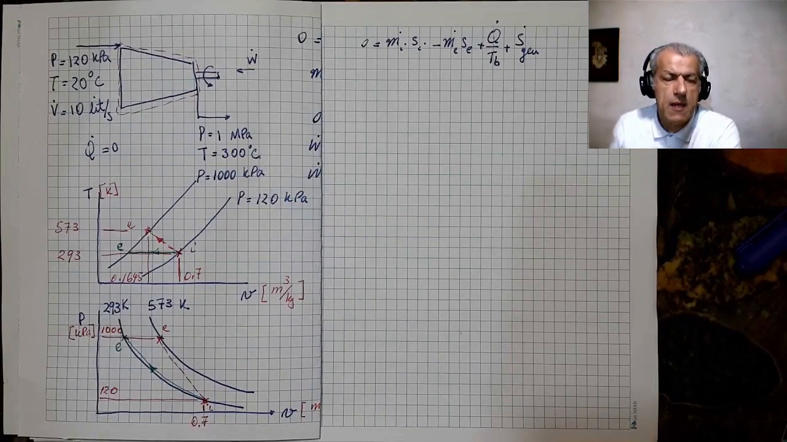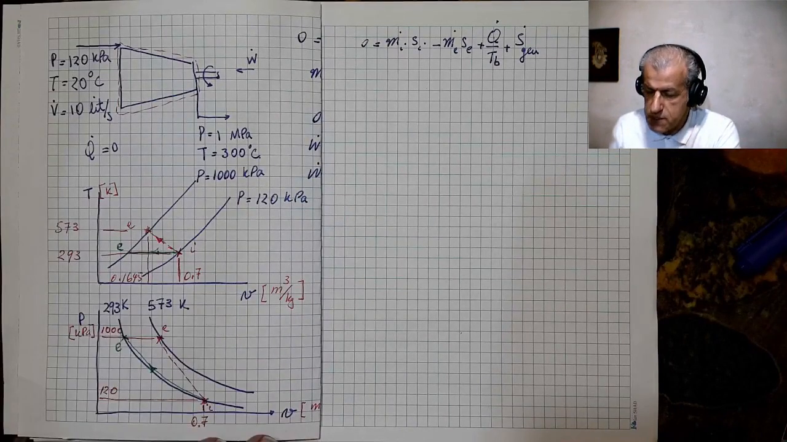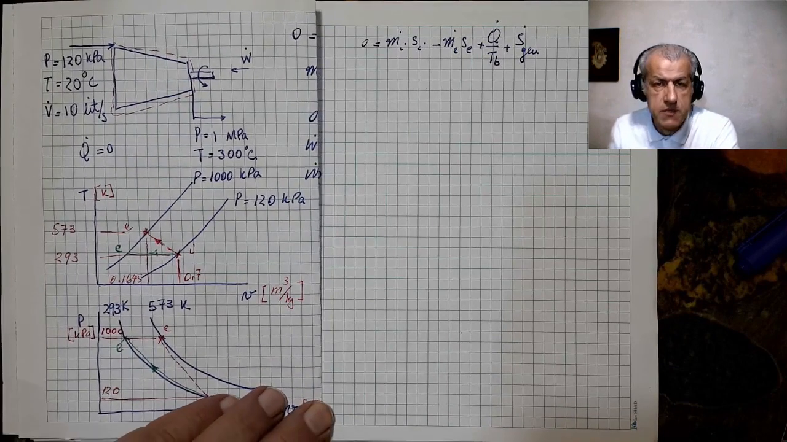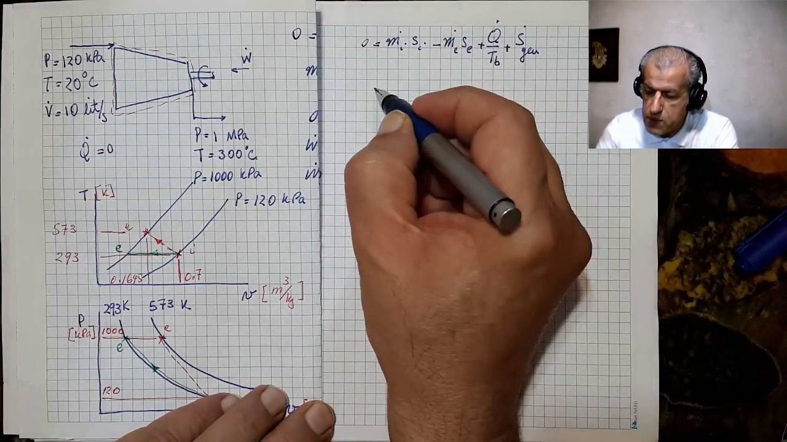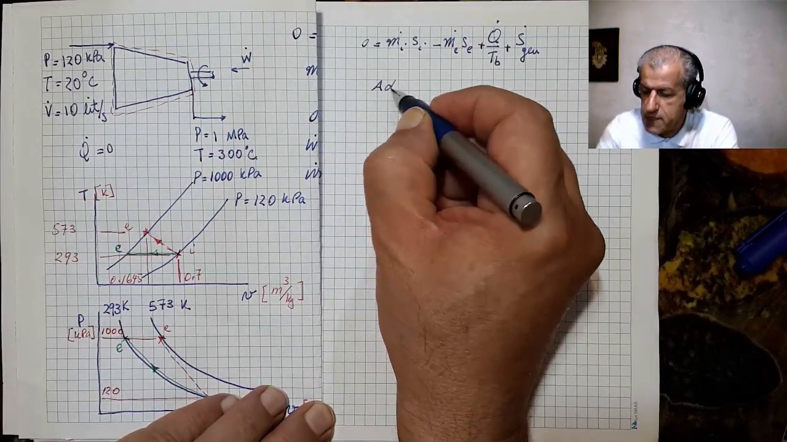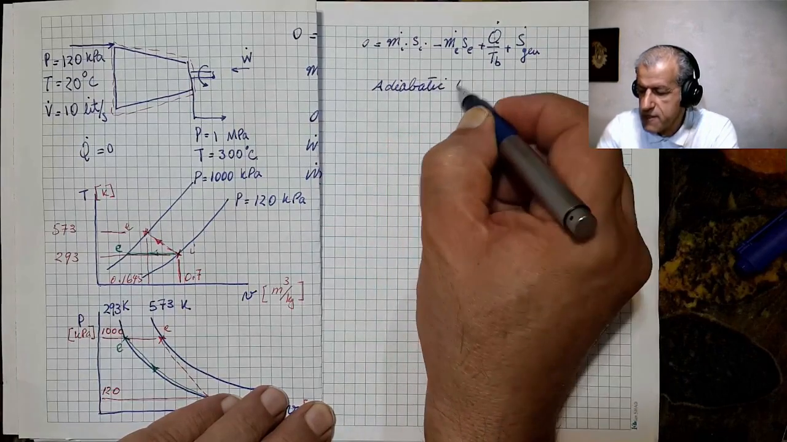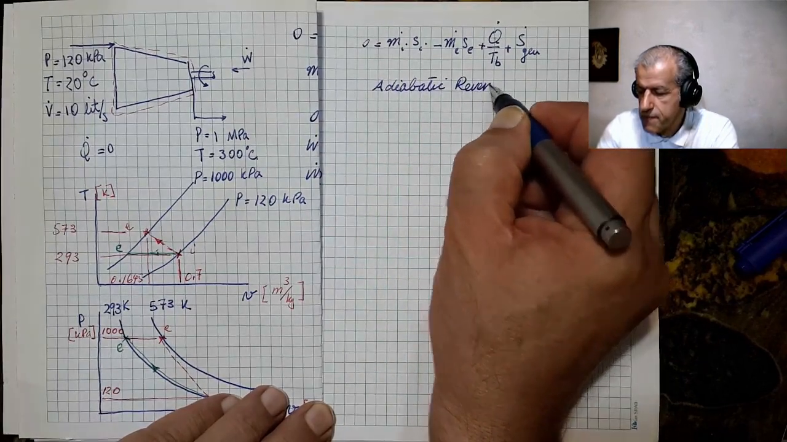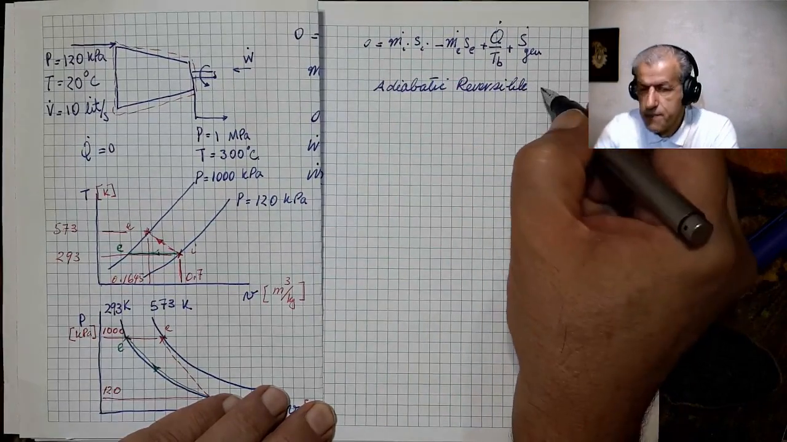Now, a third process, which is of interest to us, is an isentropic process, which is an adiabatic and reversible process. So we want to talk about an adiabatic, reversible process.